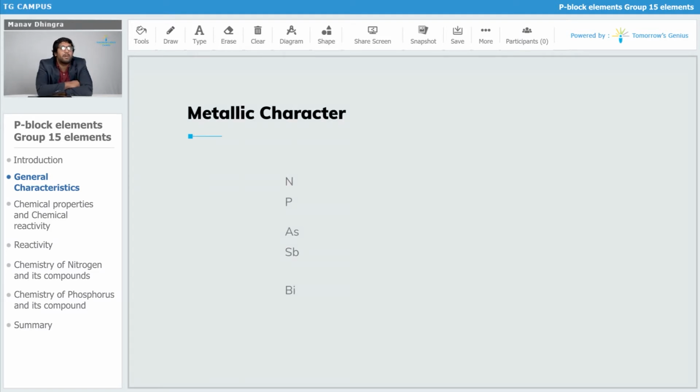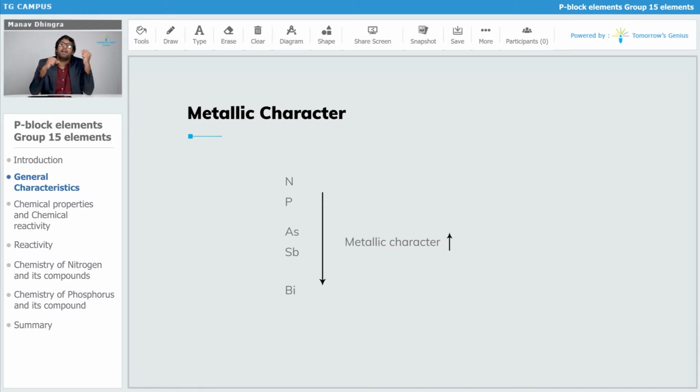our next is metallic character. So that is already, down the group what happens. If the electronegativity is decreasing, electropositivity will definitely show a reverse effect, right? Electronegativity and electropositivity are the reverse of one another. So going down the group, electronegativity is decreasing and electropositivity will be increasing, right?